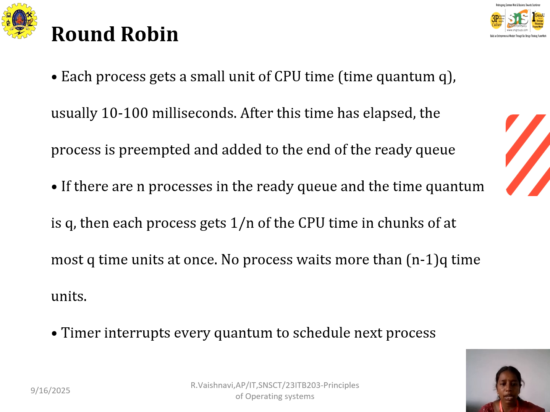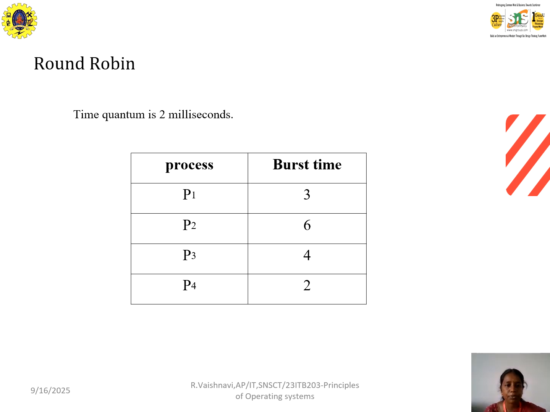If there are n processes in the ready queue and the time quantum is q, then each process gets 1 by n of the CPU time in chunks of at most q time units at once. Here no process waits more than (n minus 1) times q time units. Here a timer interrupts every quantum to schedule the next process.